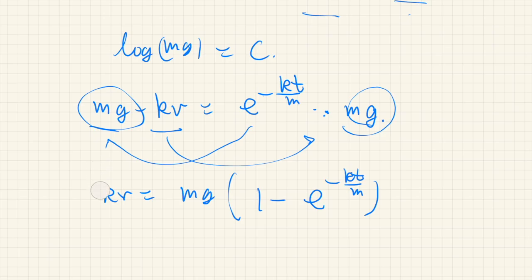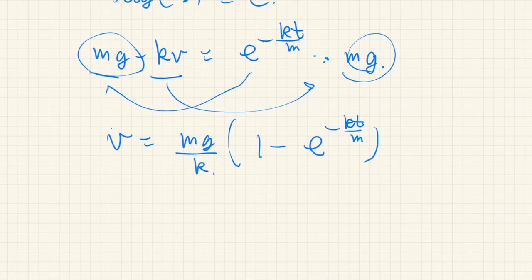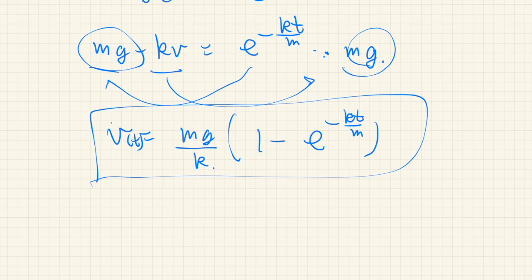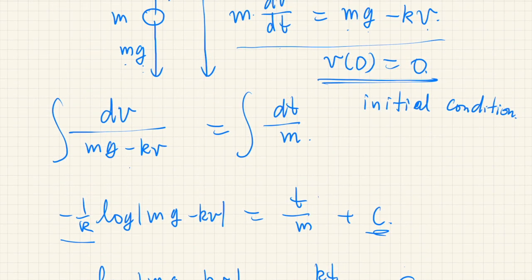We have mg over k here. So this is the solution. By the way, v is a function of time, right? So this is the final solution we have got given the initial condition here.